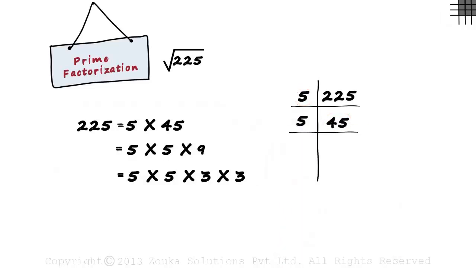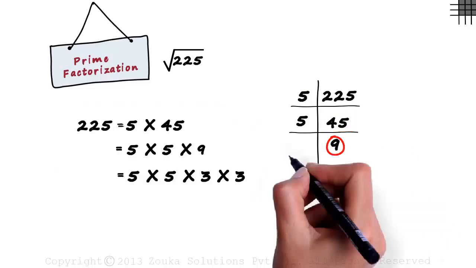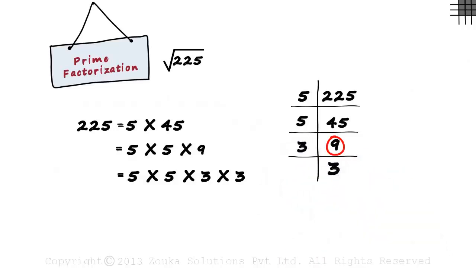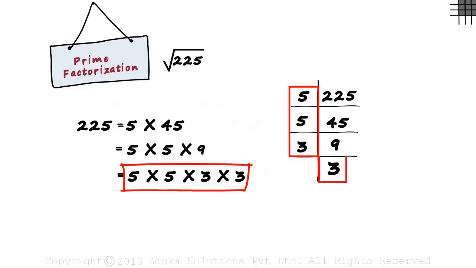Hence, we write a 5 here. And 5 multiplied by 9 gives us 45. 9 is not prime, and we can say that 3 multiplied by 3 equals 9. That's where we stop, when we get a prime factor here. So if we look carefully, we have got all the prime factors. 5 times 5 times 3 times 3.